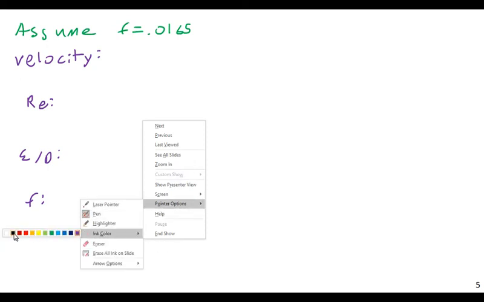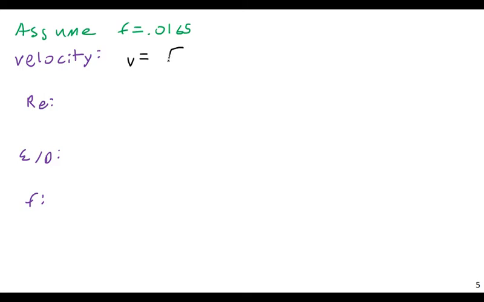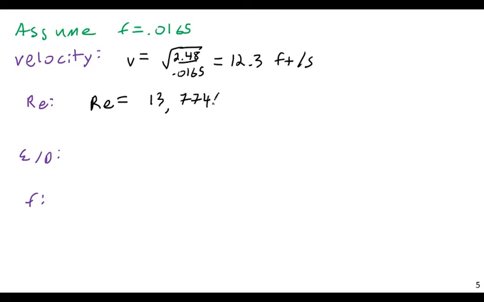The velocity is equal to the square root of 2.48 divided by 0.0165, which is 12.3 feet per second. The Reynolds number I calculate will be 13,774 times the velocity of 12.3 feet per second, which is 1.68 times 10 to the 5th, greater than 4,000, so it will be turbulent.